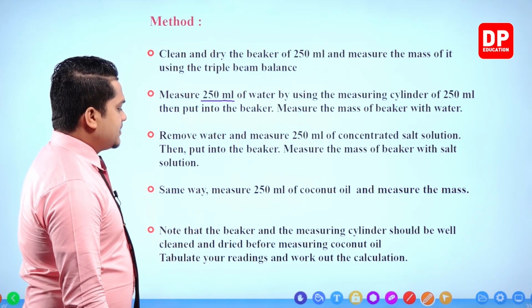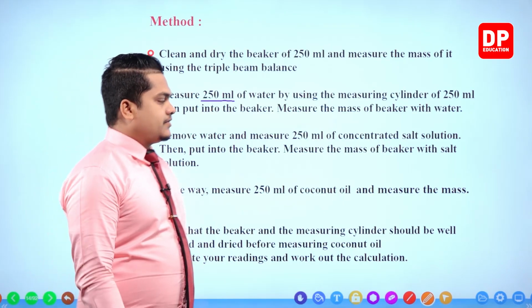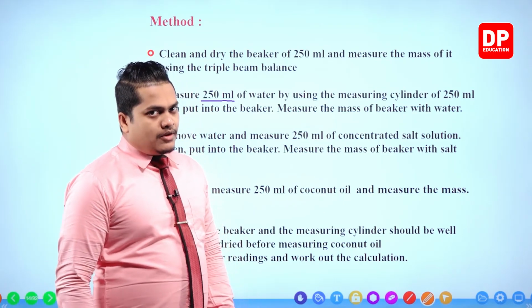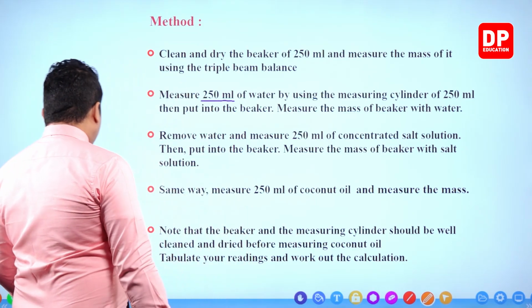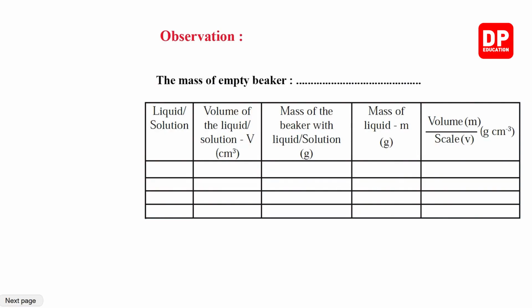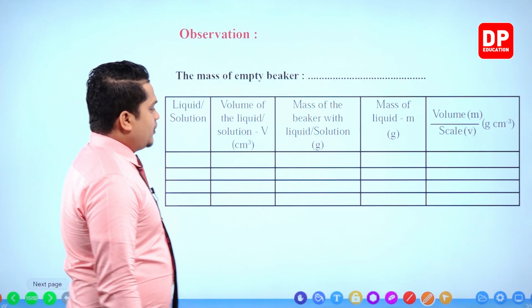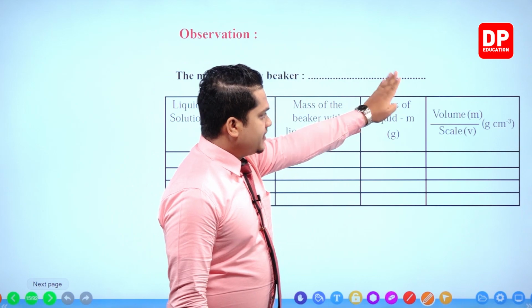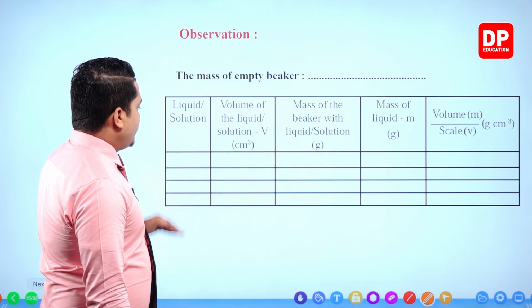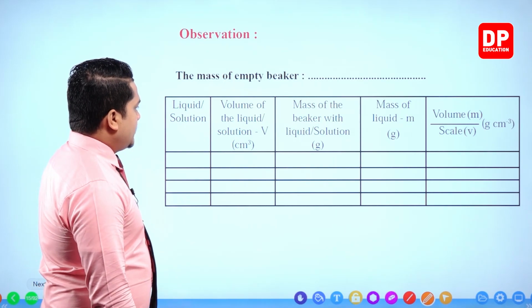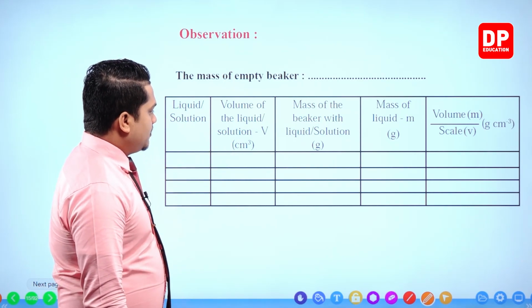Tabulate your readings and work out the calculations. So to get the calculations, once again you are given a table, my dear children. First of all, you mention the mass of the empty beaker, then the solution which you have used, then the volume of that solution.